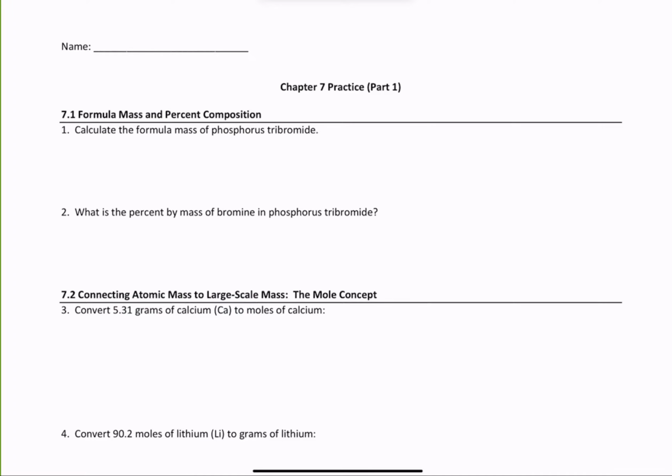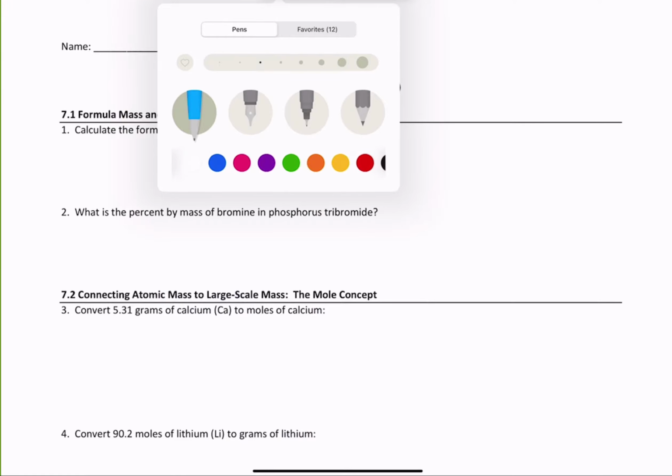We have introduced the mole concept in the previous mole worksheets. Let's go deeper into how we connect the atomic mass to large scale mass and do more different problems, okay? Before we do that, let's talk about formula mass and percent composition. The first problem asks you to calculate the formula mass of phosphorus tribromide. Therefore, let's do this immediately.